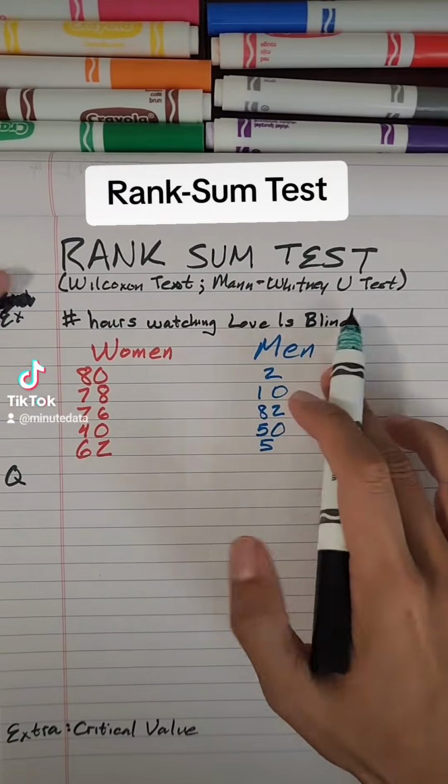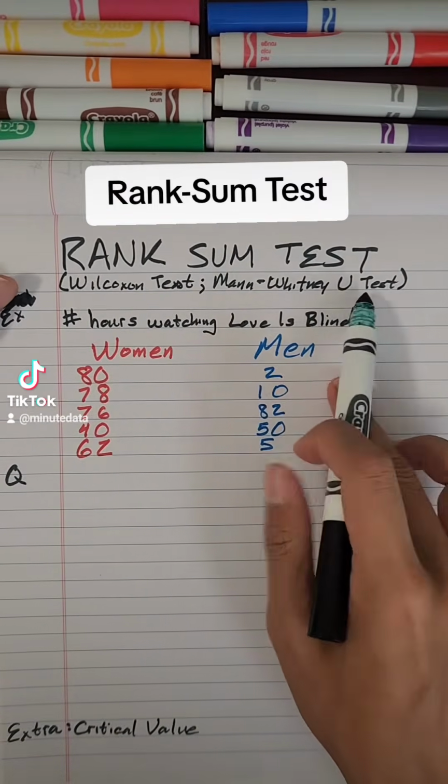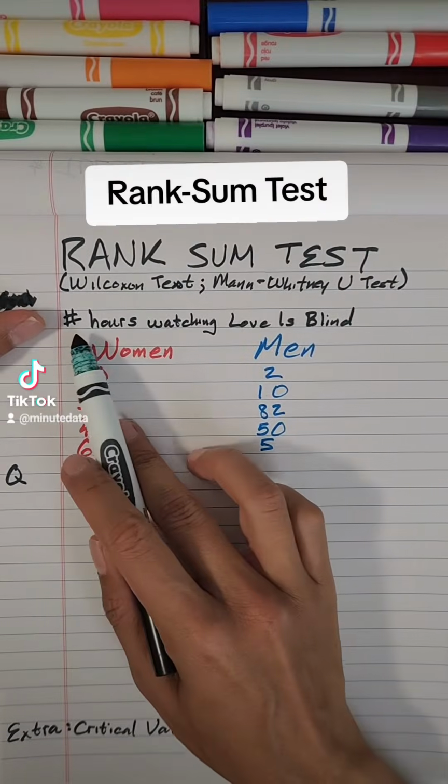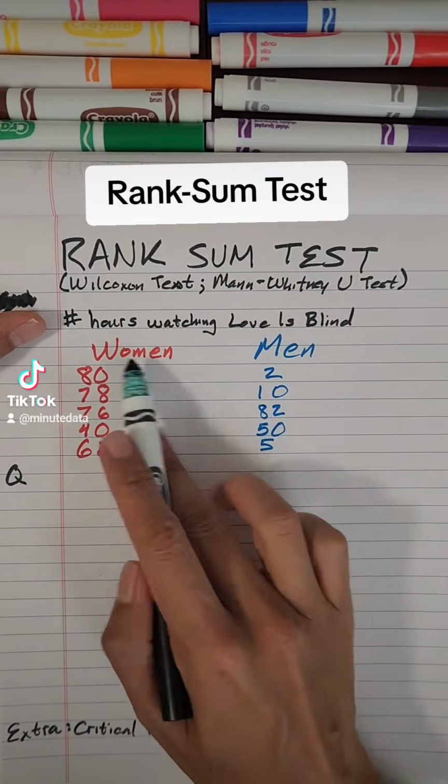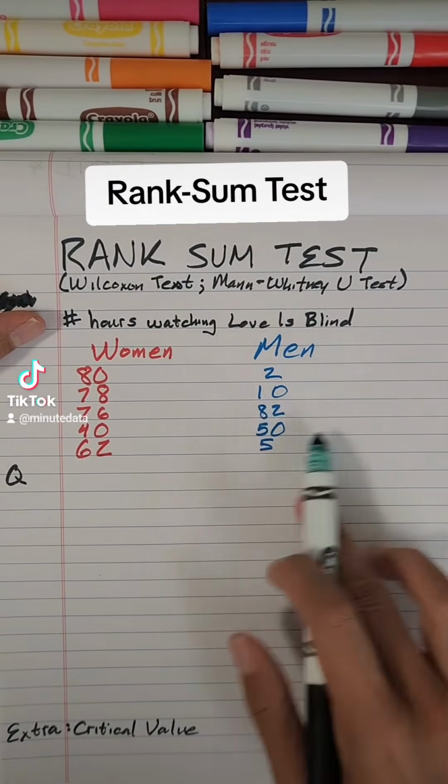Let's look at the rank sum test, also known as the Wilcoxon test or the Mann-Whitney U-test. Let's jump to an example. Let's look at the number of hours spent watching Love is Blind. For women, we have these values, and then for men, we have these values.